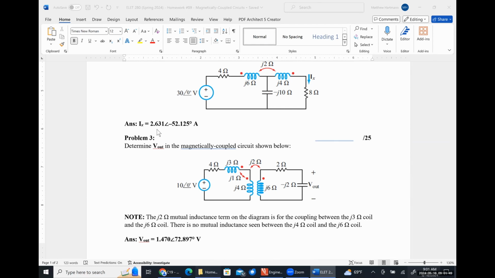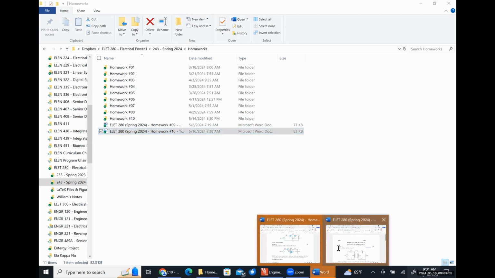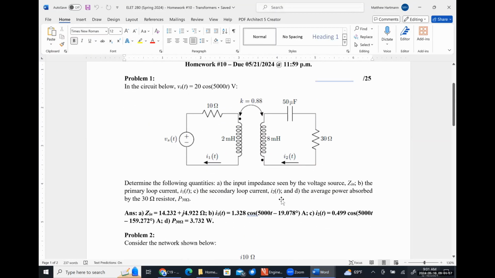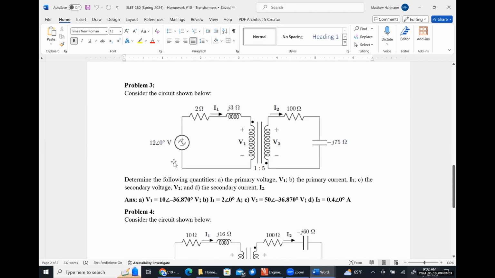And then when we look at homework number 10, which this one opened without issue, something like problem 3 and or problem 4. So problem 3, we have an ideal transformer. I'm asking you to do some, what I feel are simple calculations on primary and secondary voltages and currents.